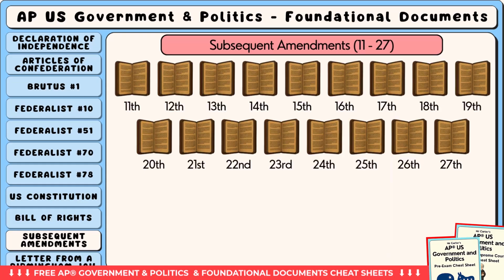Okay, so that's all the amendments of the Constitution. They're all part of the Constitution, so can be used as supporting information if you choose to use the Constitution as your foundational document in the essay argument free response question.